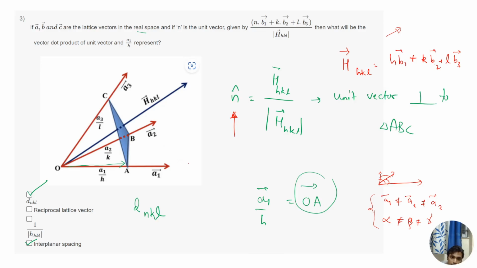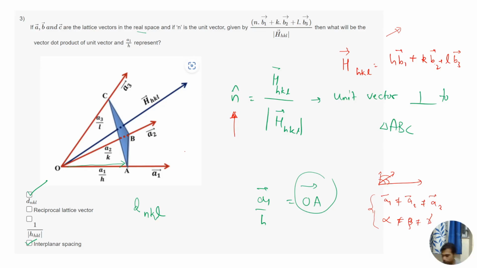That is in real space, and the direction of HKL is perpendicular to this plane ABC. A vector can be drawn in any space, irrespective of the magnitude or the units. So when we say H by HKL, that should be in reciprocal space only, because HKL is in reciprocal space. Then H by HKL also is in reciprocal space, correct? Yeah, it is in reciprocal space.